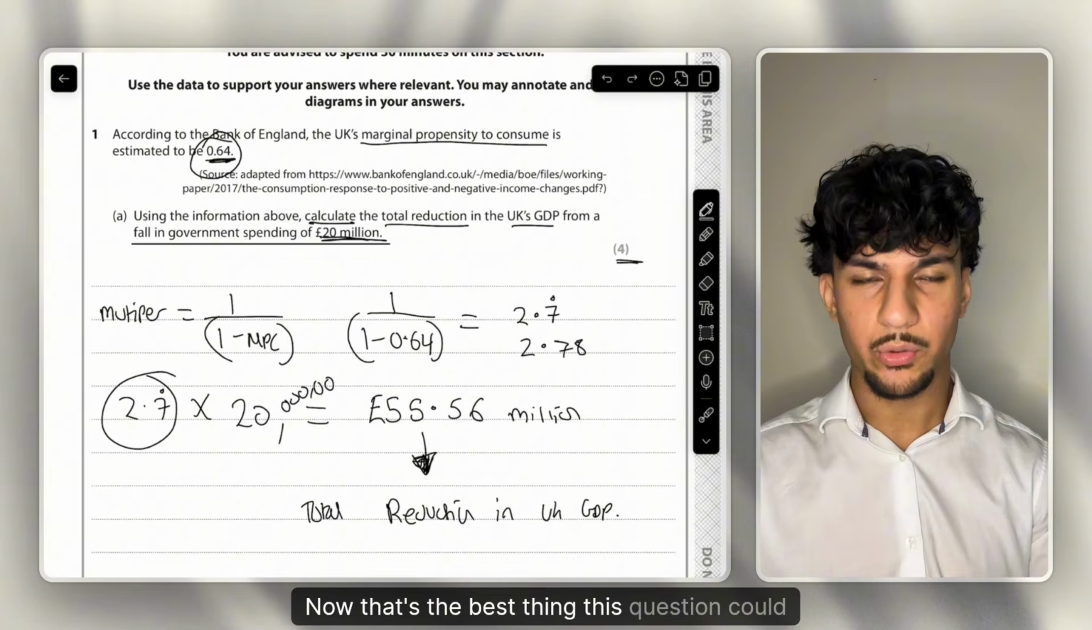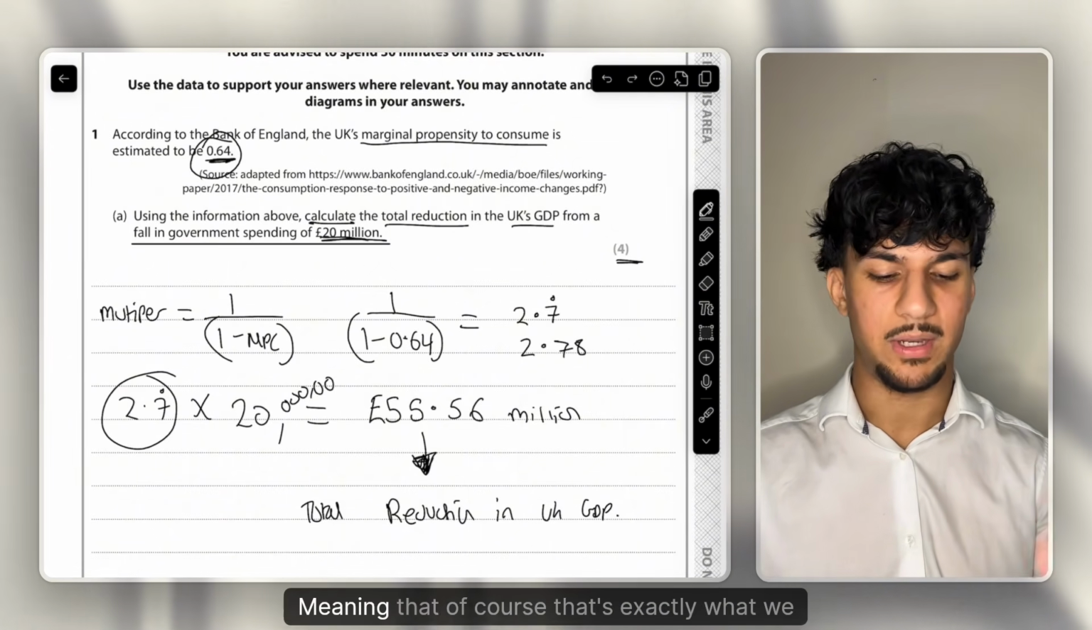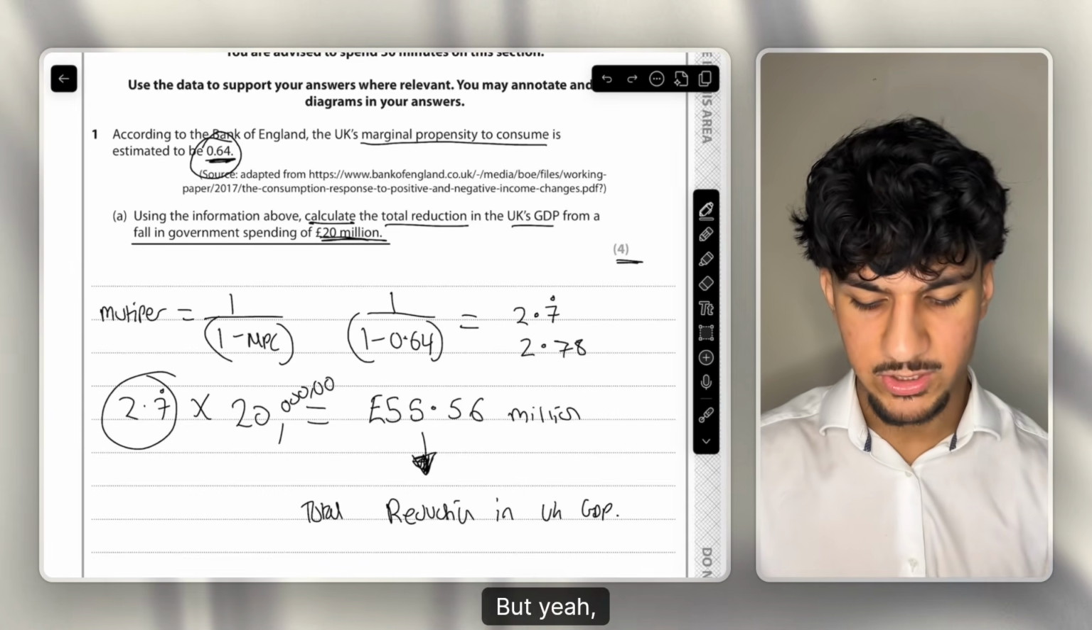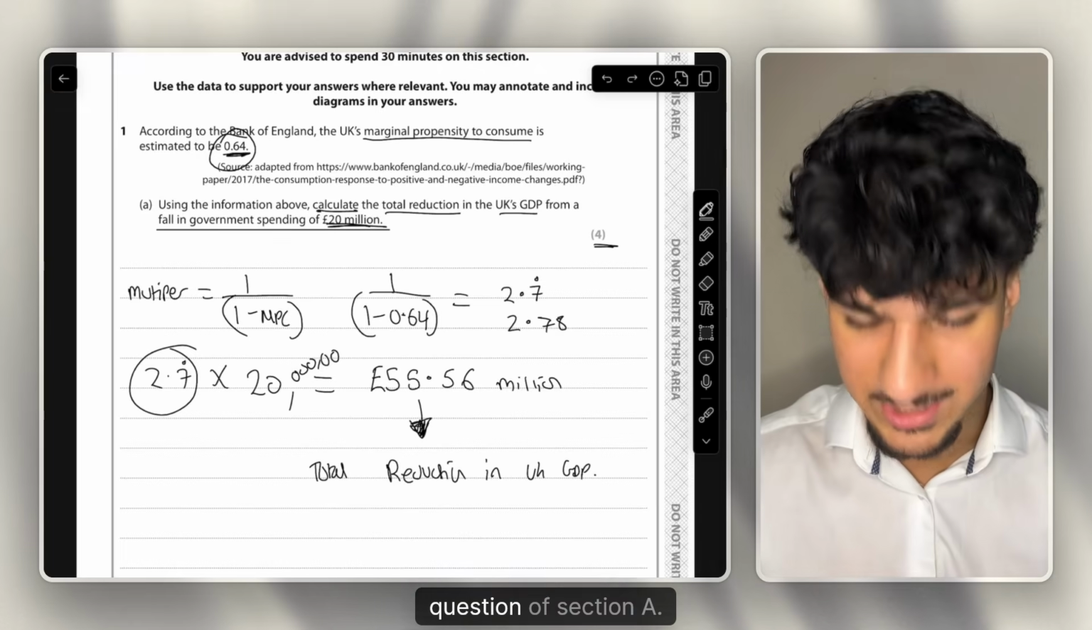Now that's the best thing. This question could repeat in your actual exam now, and since you've done it once, you'll know how to do it, meaning that, of course, that's exactly what we want. But yeah, so that is the first part of the first question of section A done.